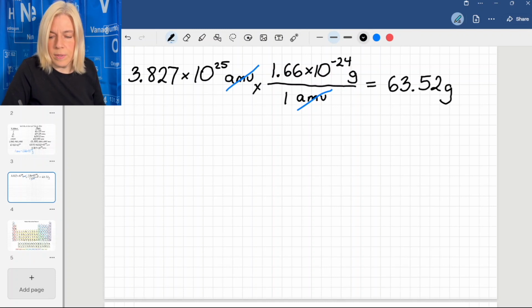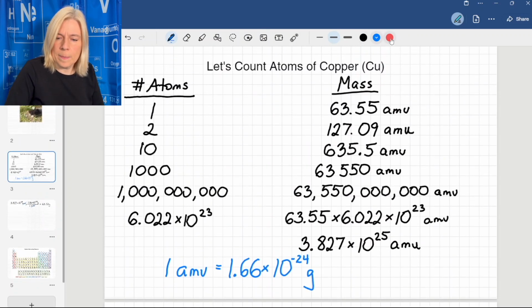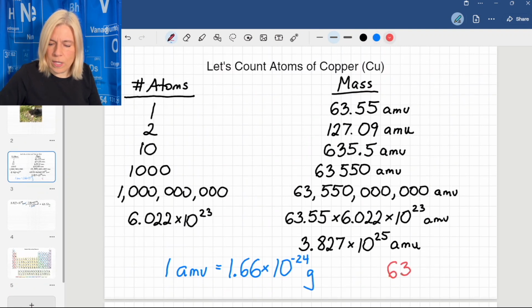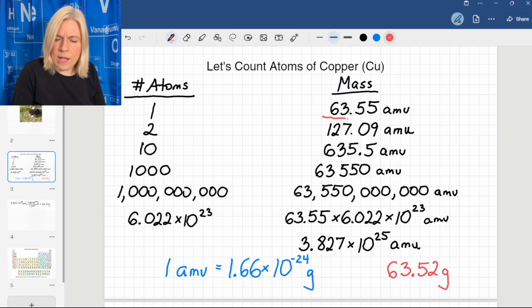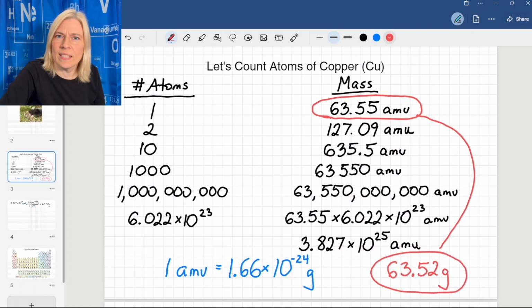I'm going to be left with 63.52 grams. Did this number seem familiar? Did you see this number before? So we have 63.52 grams. Wait a minute. This is very similar to this number. Look at that. These 2 numbers are the same, but the units are different.